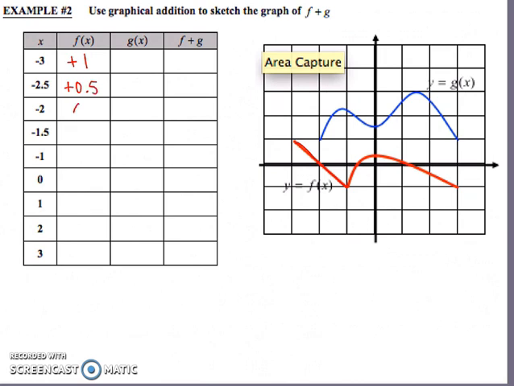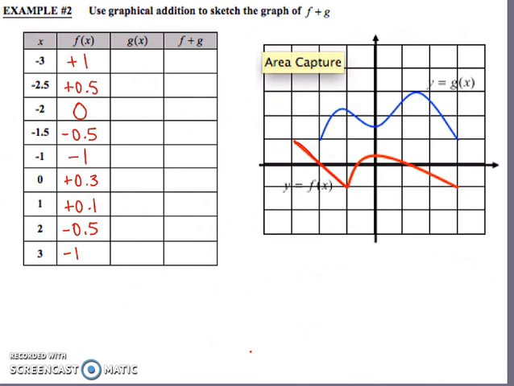When x is -2, the function's at 0. When x is -1.5, my function is at -0.5. When x is -1, the function is at -1. When x is 0, the function's at about 0.3. When x is 1, the function's at about 0.1. When x is 2, the function is at -0.5. And when x is 3, the function is at -1.